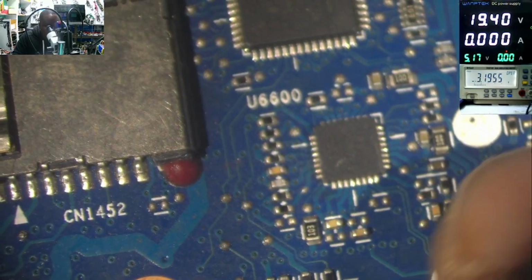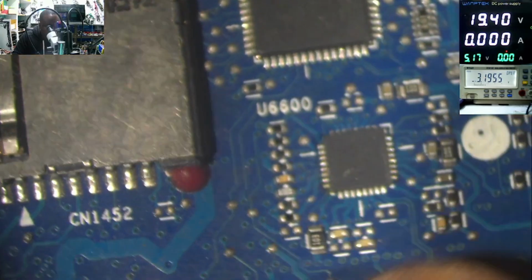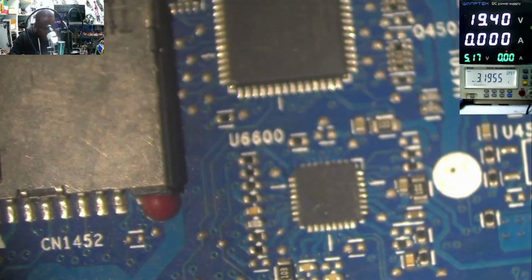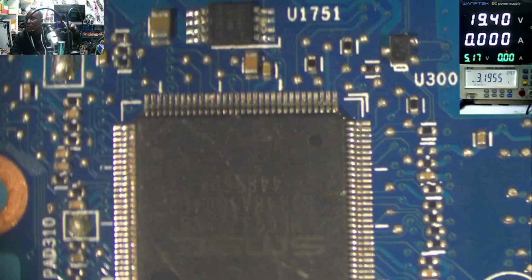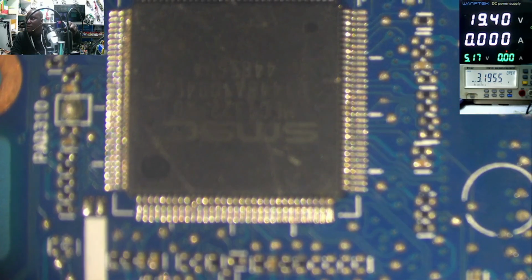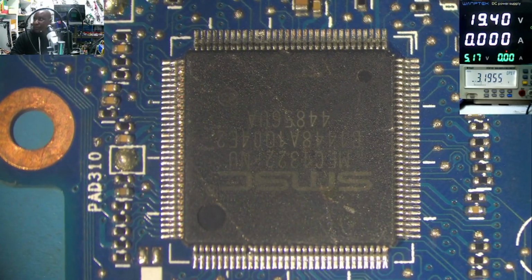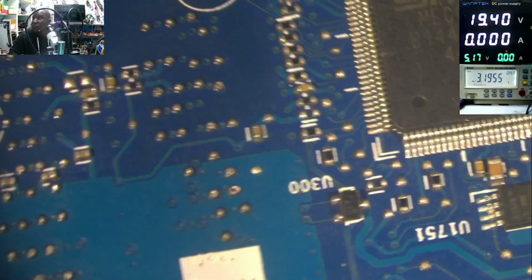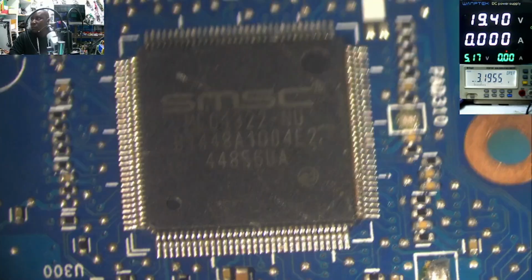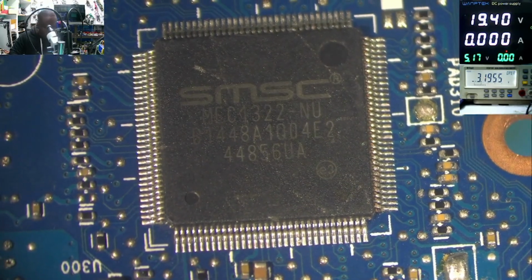That's the microcontroller. Here we have another microcontroller. You can see the EC chip. You remember the controller. So where's the sound chip?